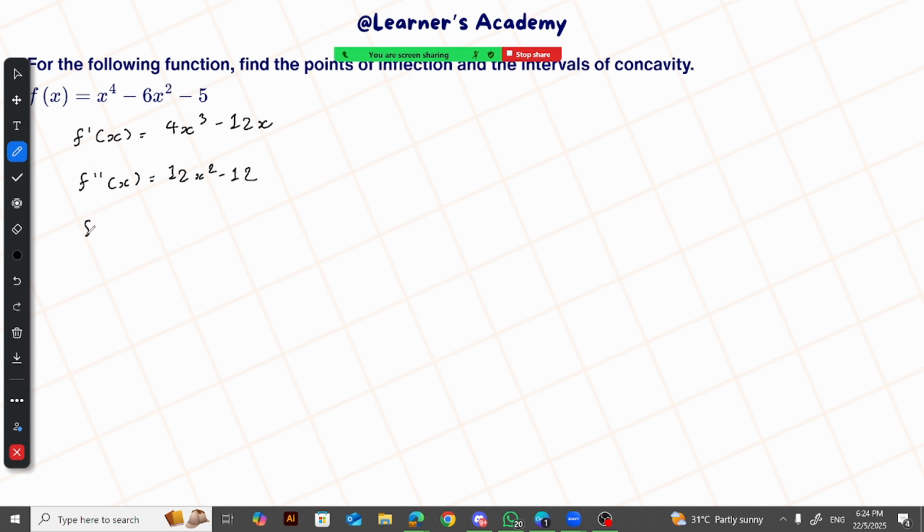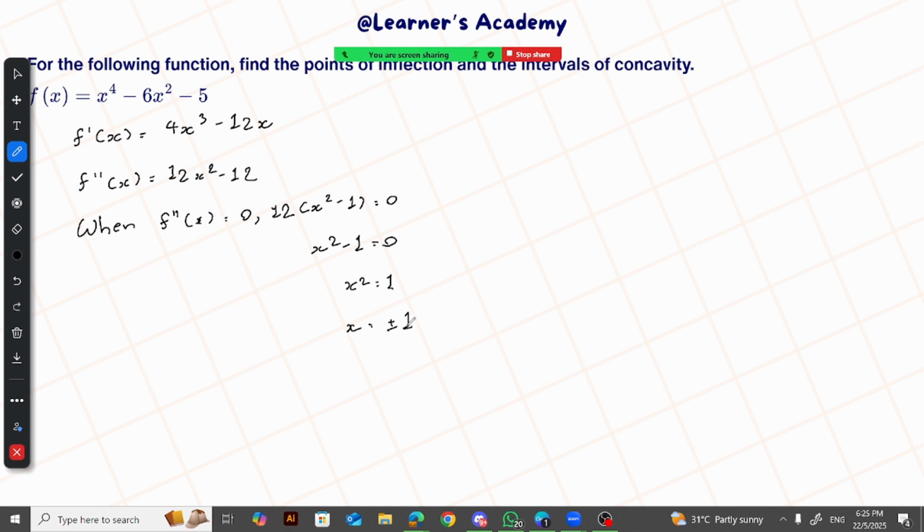And then we set the second derivative equal to 0. So f double prime x equals 0. We can factor out 12, so x squared minus 1 equals 0. Let me not skip the steps. x squared minus 1 equals 0, x squared equals 1, and then we get the points of inflection at plus or minus 1. So this is the x value of the points of inflection.